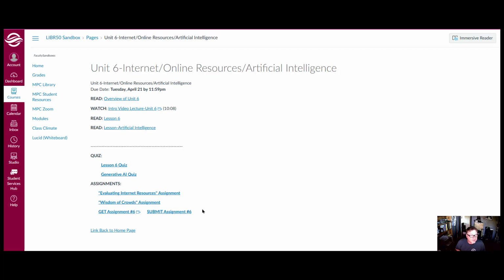Again, a very important unit because we talk about the internet, we talk about online resources, and we talk about artificial intelligence. It's so important to use these resources wisely and to be able to analyze and be critical about what you find on the internet or within artificial intelligence itself.